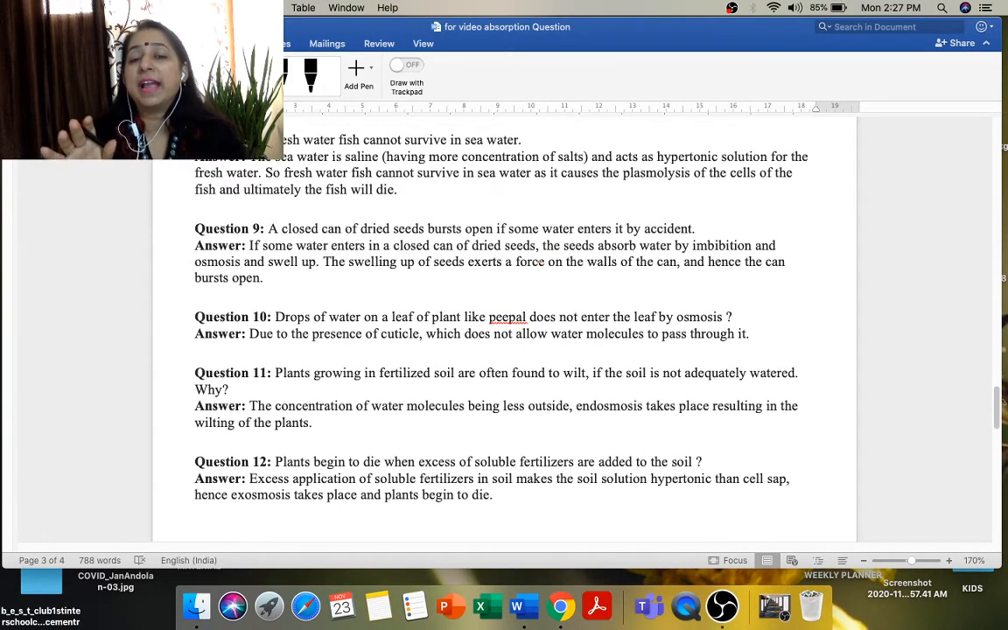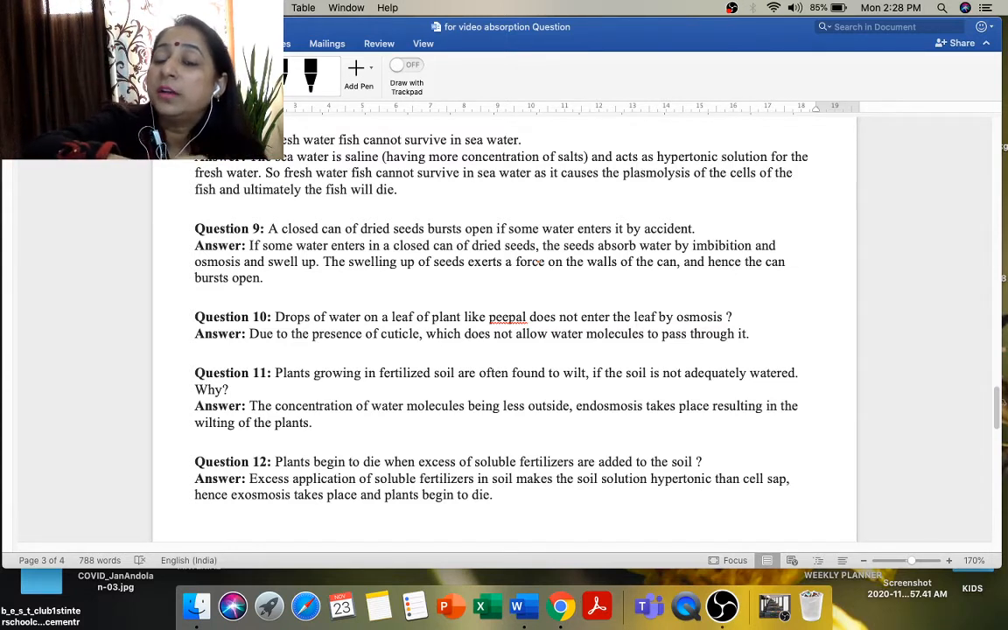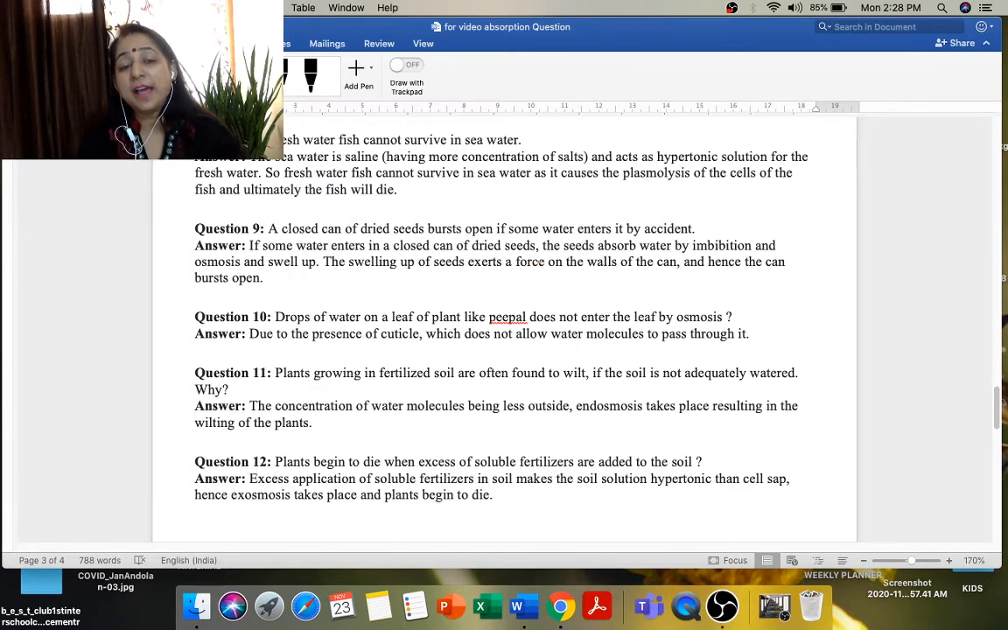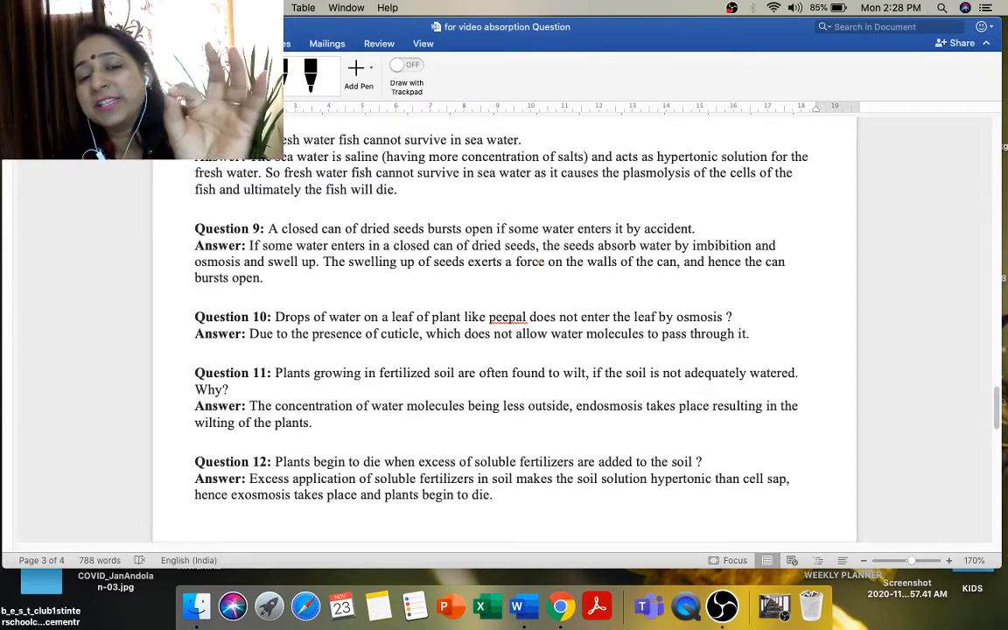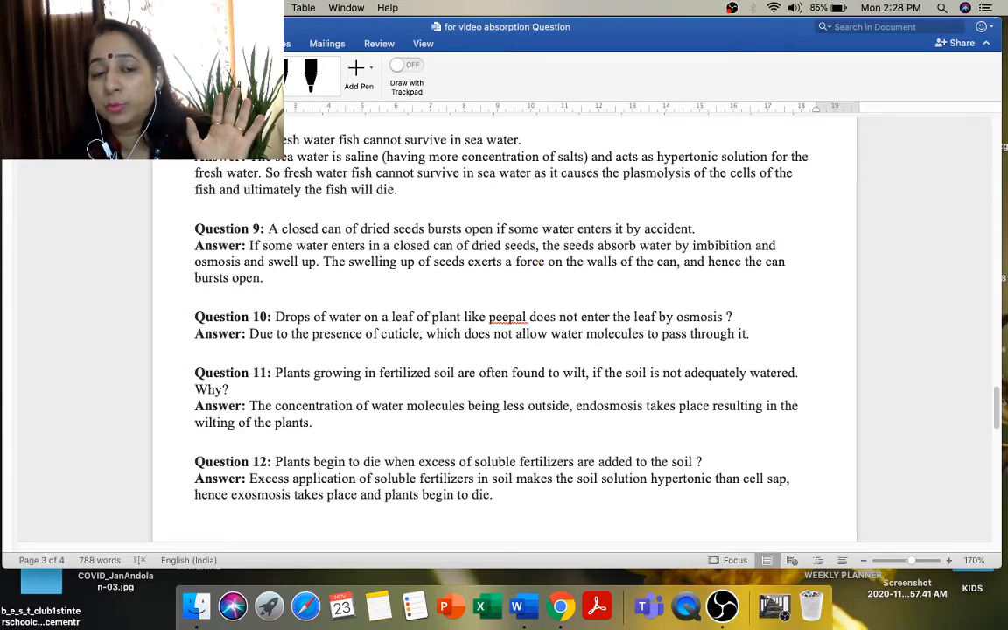Fresh fish cannot survive in seawater because seawater is saline in nature. It acts as a hypertonic solution. When the fresh water fish is taken and kept in saline water, what will happen? It will just start losing water and will die. So they are specific. I am just showing you these reasons for one reason, only for one reason, so that you see how specific the answers are. They are just not beating around the bush.